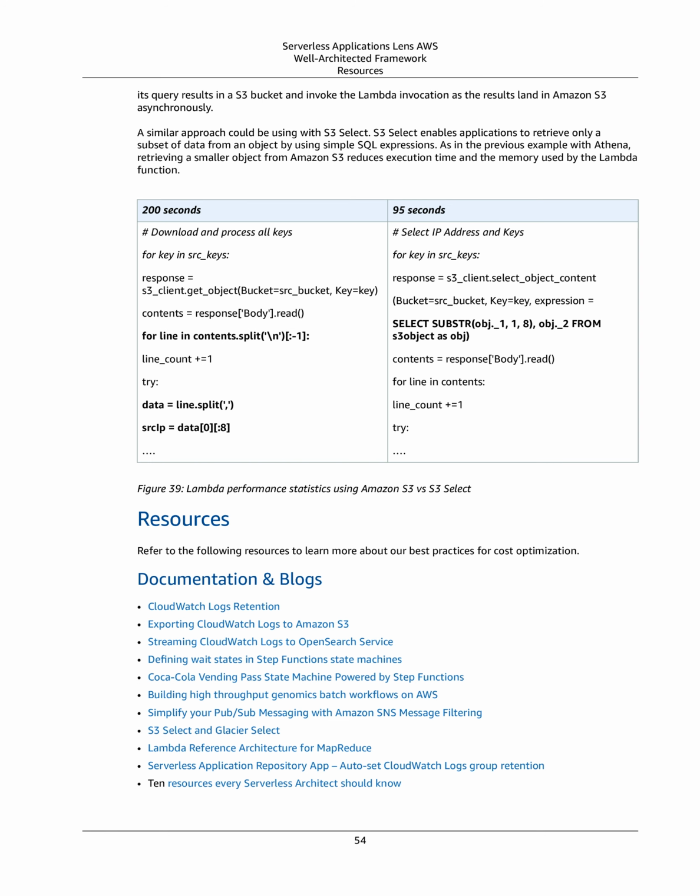A similar approach could be used with S3 Select. S3 Select enables applications to retrieve only a subset of data from an object by using simple SQL expressions. As in the previous example with Athena, retrieving a smaller object from Amazon S3 reduces execution time and the memory used by the Lambda function.